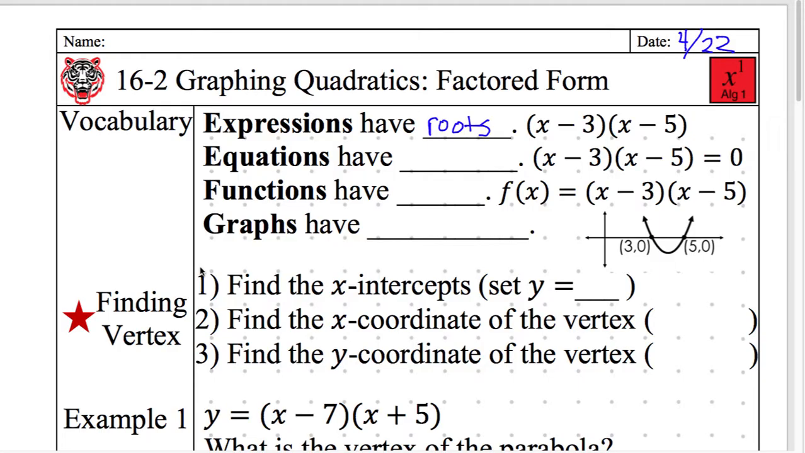All right, so I'm going to be using this word roots a lot. Actually, all of these words kind of mean the same thing, just in different forms. So equations have what? Montse, what do equations have? Solutions. Write it down. Okay. Functions have what, Josie? Zeros.